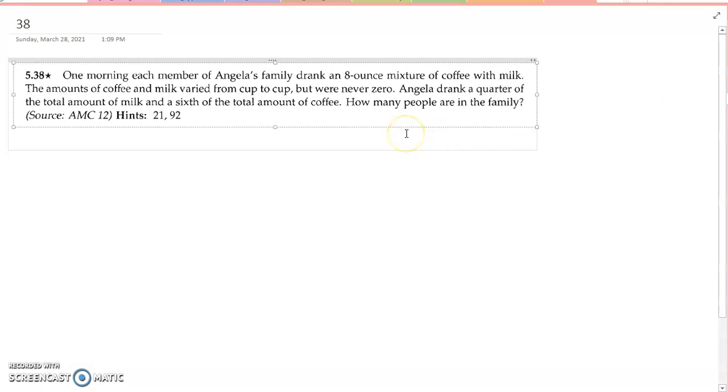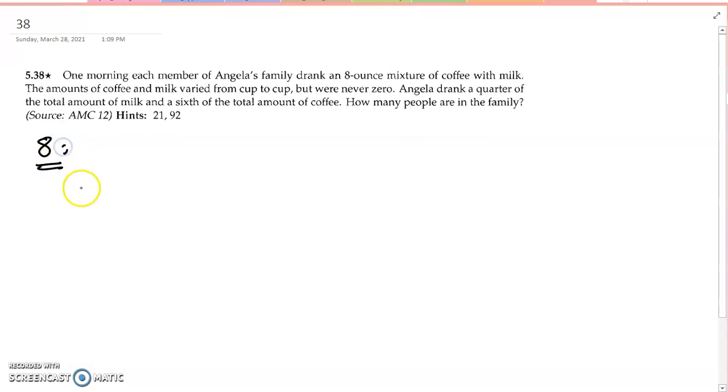Next. Okay, so one morning each member of Angela's family drinks 8 ounces of a mixture of milk and coffee. So 8 ounces of milk and coffee each. So we can see Angela drinks a quarter of the total amount of the milk plus 1/6 of the total amount of the coffee, which is equal to 8 ounces.